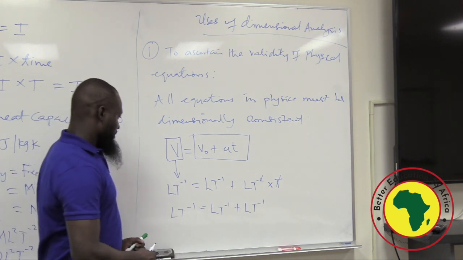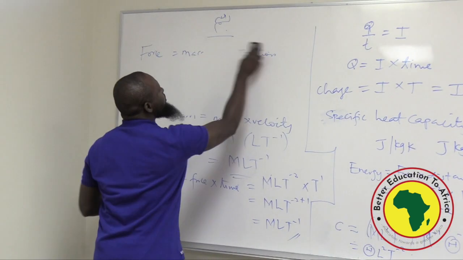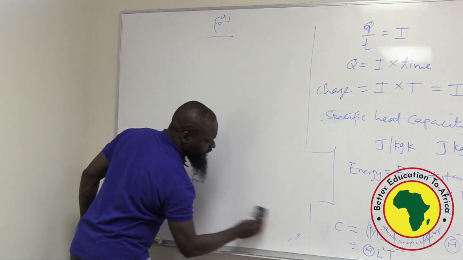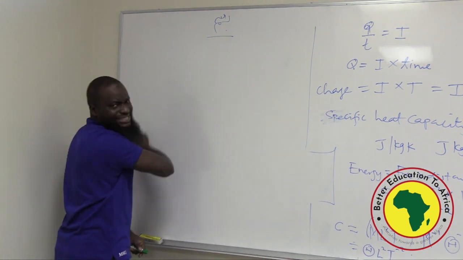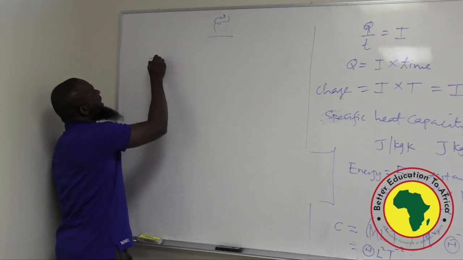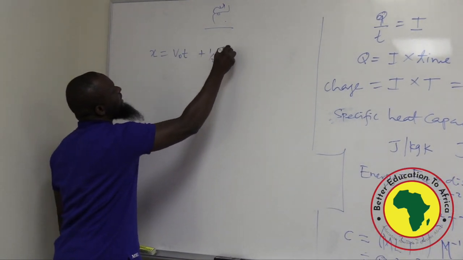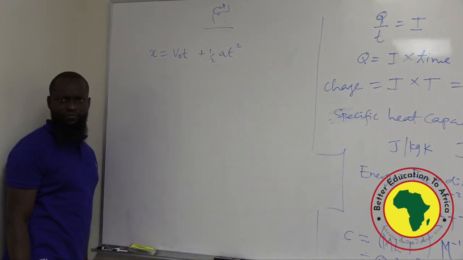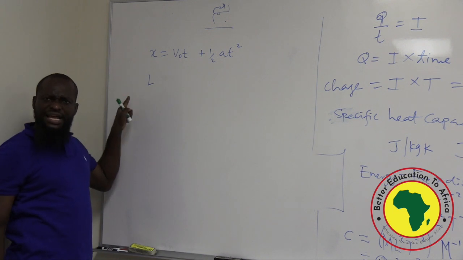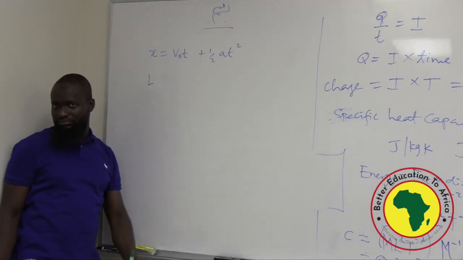For example, to understand this better, dimensional analysis helps us understand the consistency of an equation. All physical equations must be dimensionally consistent. I give you another equation, say x equals v naught t plus half a t squared. This is another equation of motion. x is distance, L. So if the left-hand side is L, length, distance, every other part here must be L.